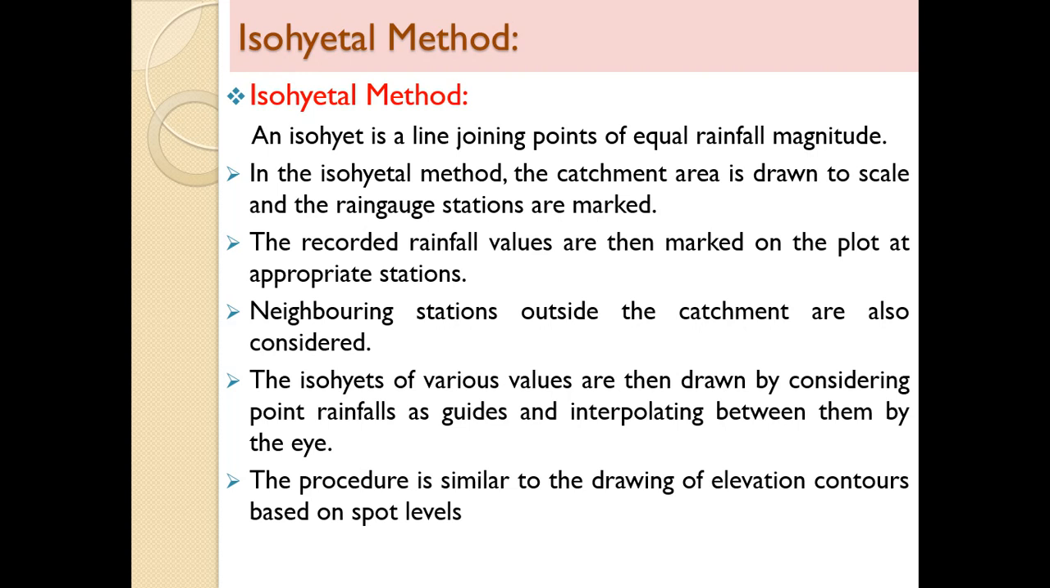The next is the isohyetal method. What is an isohyet? An isohyet is a line joining points of equal rainfall magnitude. In the isohyetal method, the catchment area is drawn to scale and the rain gauge stations are marked.